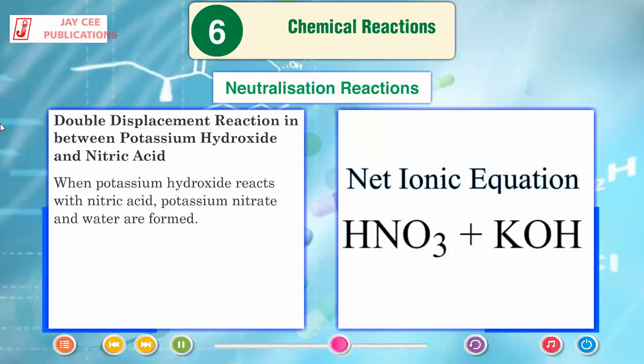Double displacement reaction between potassium hydroxide and nitric acid. When potassium hydroxide reacts with nitric acid, potassium nitrate and water are formed.